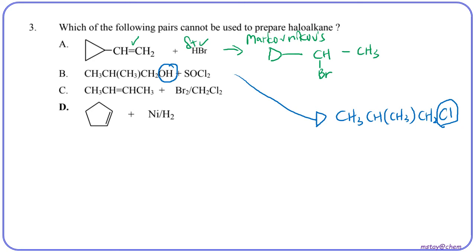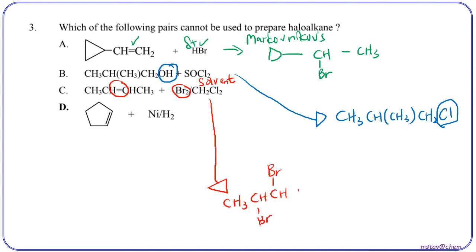So next one, structure C. This one also has a double bond, and bromine is also considered as electrophilic addition. Supposedly we follow Markovnikov rules, but because bromine is the reagent and CH2Cl2 is the solvent, the solvent will not attach to the product side. So it's CH3CHBrCHBrCH3.